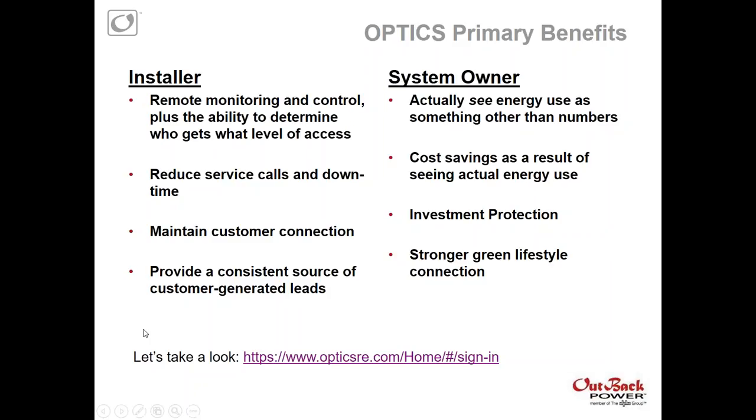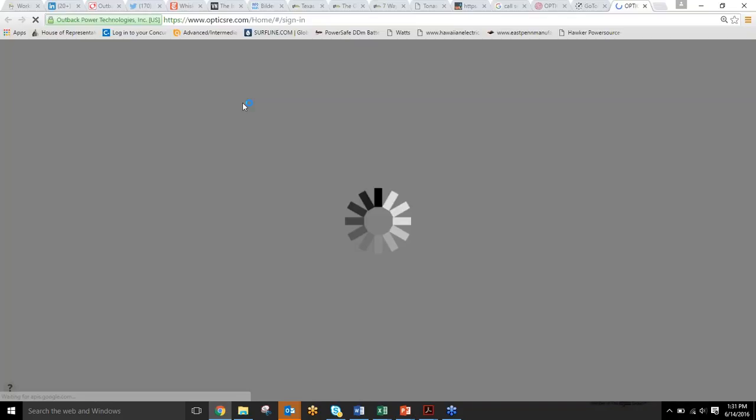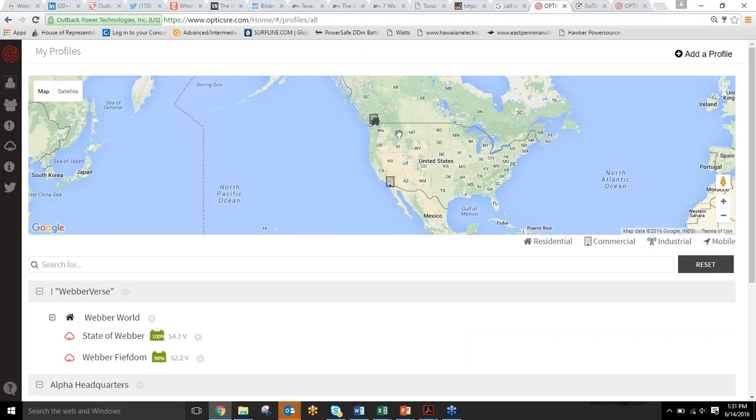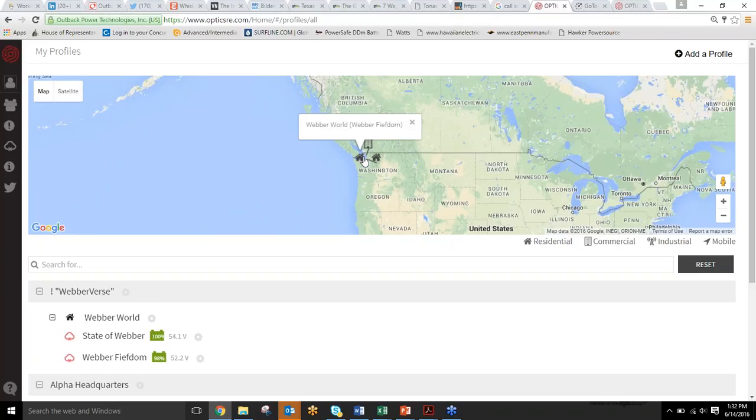So I'm going to jump right into Optics here, and we're going to kind of show you how some of these fit together. So when you first get into Optics as an installer, this is what you'll be looking at. You essentially see a map that scales to the systems that you have. For me, I've got access to a few different systems, but the one that we want to look at here is the state of Weber.